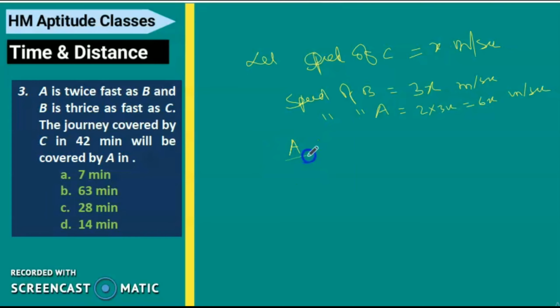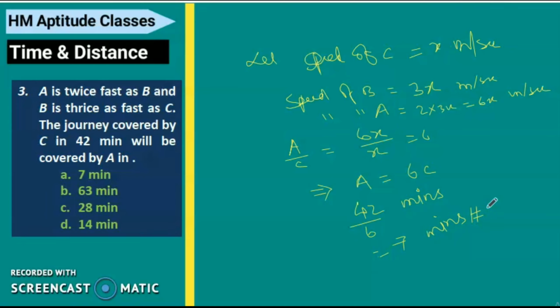Now it is asked that if the distance is covered by C in 42 minutes, then how much time is taken by A for covering this distance. So now we can find the ratio of A and C. A is equal to 6 times C. That is, if a distance is covered by A in time t, then C will take 6 into t time. Given that C is taking 42 minutes, A will take 42 by 6 minutes, that is nothing but 7 minutes. So option A is the correct answer.